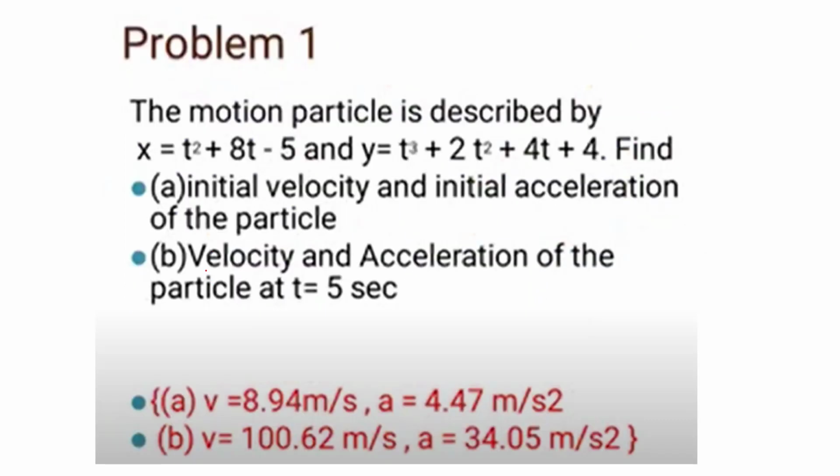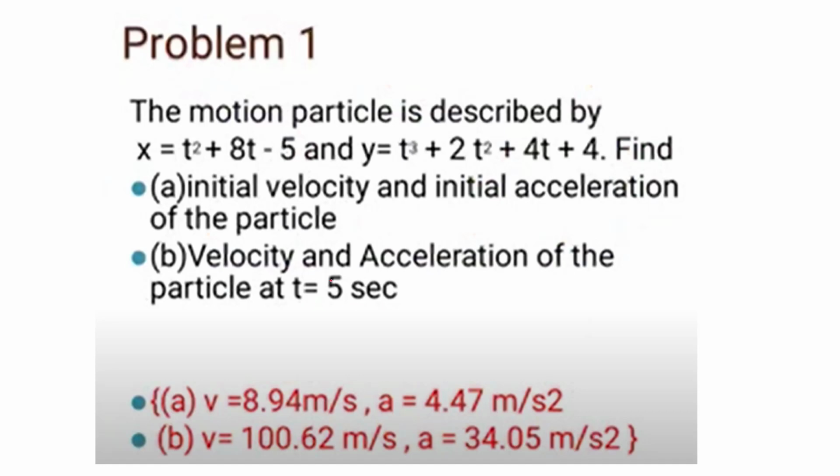Now, let us take the first problem. The motion of a particle is described by the x position, right? x is equal to t square plus 8t minus 5 and y is equal to t cube plus 2t square plus 4t plus 4. We need to find out the initial velocity and initial acceleration of the particle. Also, we need to find out the velocity and acceleration of the particle at t is equal to 5 seconds.